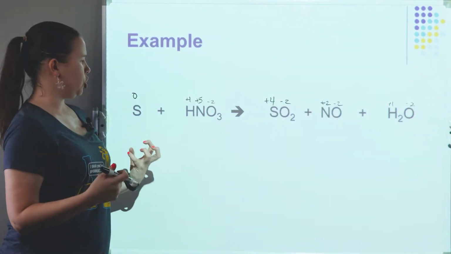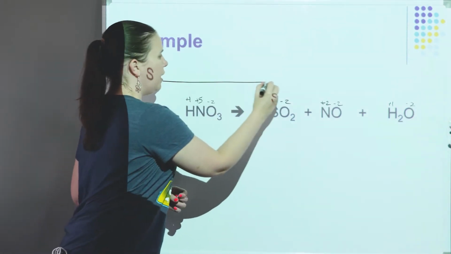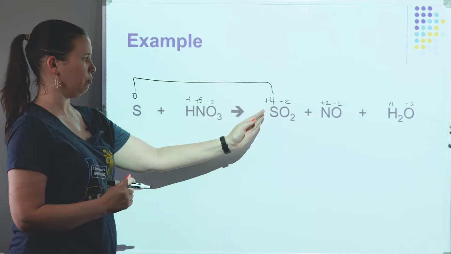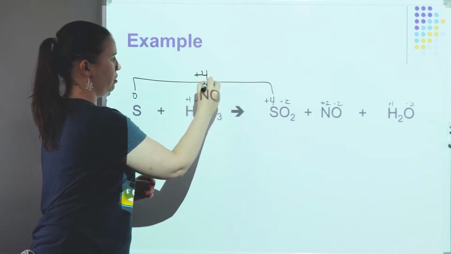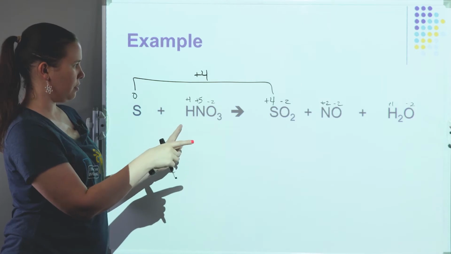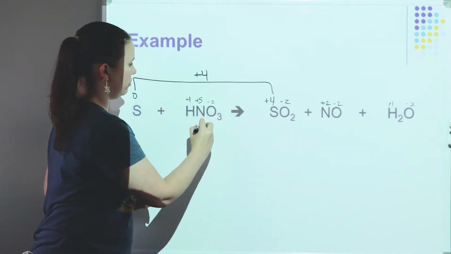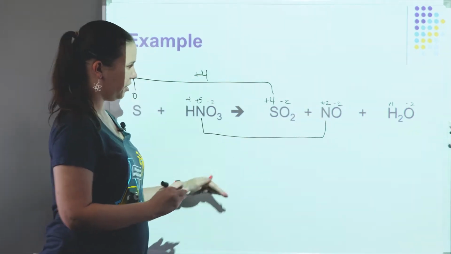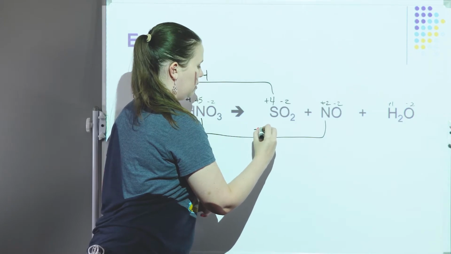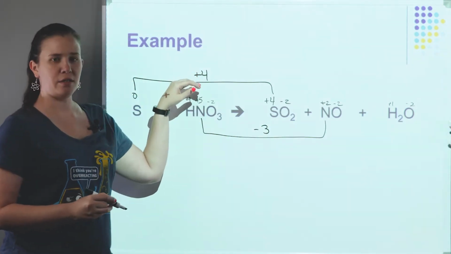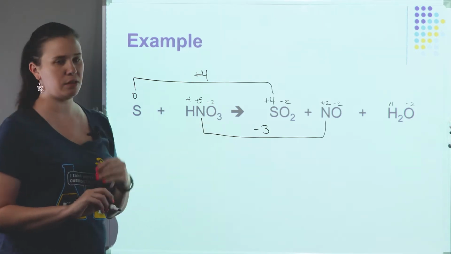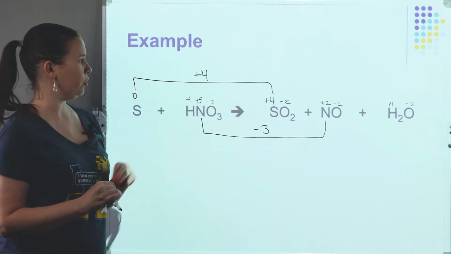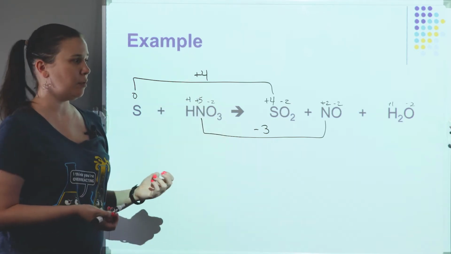Now I want to find out what is changing. So let's start with the sulfur and connect it from its initial oxidation state of 0 to its final oxidation state of +4. That's going to be an increase of 4. The hydrogen's the same on each side, but when we get to the nitrogen, I find my other change. Going from +5 to +2, from 5 down to 2, is a decrease of 3. So my oxidation number has increased by 4, but decreased by 3. We want that to be equal. So it's kind of like finding the lowest common multiple. What could I get 4 and 3 to each become that would be the same?